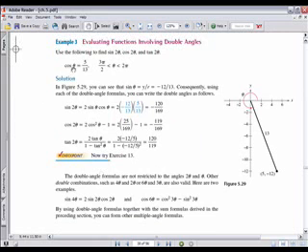Here we have the cosine of an angle. We know it's in the fourth quadrant. We want to find sine 2 theta, cosine 2 theta, and tan 2 theta. All right, so sine 2 theta is 2 sine cosine. Well, we know the cosine is 5/13, but we need to get the sine.